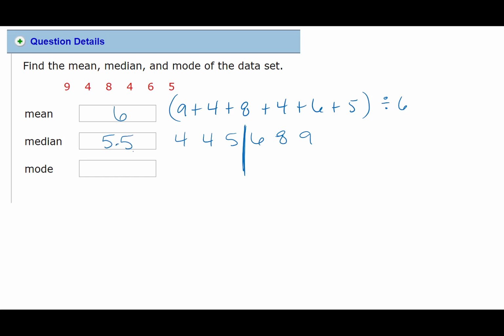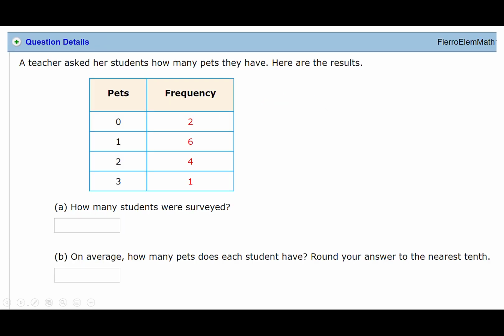Mode is the number that appears most often, and in this set of data, the mode is 4. And those are your answers. Next question says a teacher asked her students how many pets they have, and here are the results in this frequency table. The first question, how many students were surveyed? To find that number, I want you to add the frequency column together. So that will be 2 plus 6 plus 4 plus 1, which is 13.